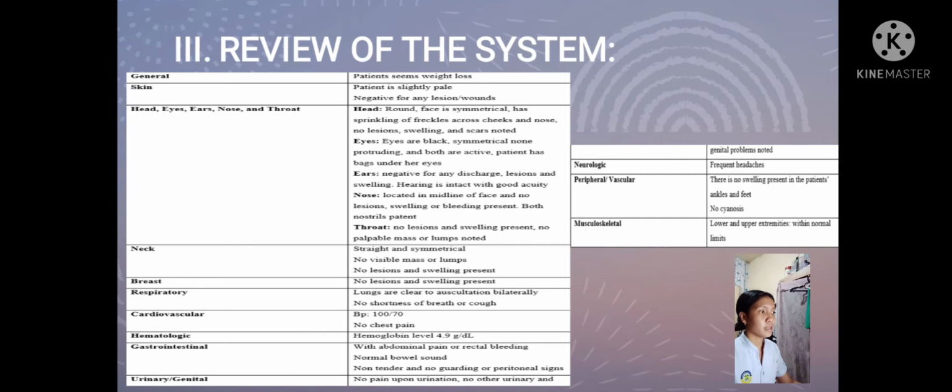Neurologic: frequent headaches. Peripheral vascular: there is no swelling presented in the patient. Ankles and feet: no cyanosis. So, it is normal. Musculoskeletal: lower and upper extremities within normal limits.